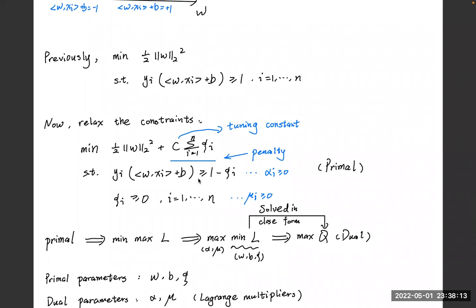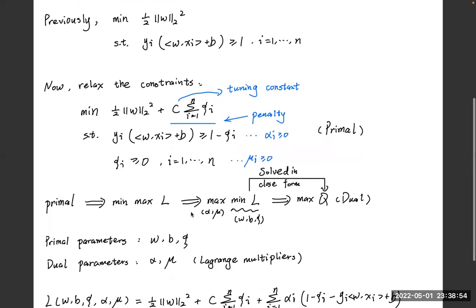And if we want to apply the Lagrangian type of scheme, then we know that for each constraint we should have a Lagrange multiplier. So we rewrite this constraint as something less than or equal to 0, and this gives us a Lagrange multiplier alpha_i bigger than or equal to 0. For each of the other constraints, we also have another Lagrange multiplier mu_i, which is again bigger than or equal to 0. So therefore, we have two sets of Lagrange multipliers.